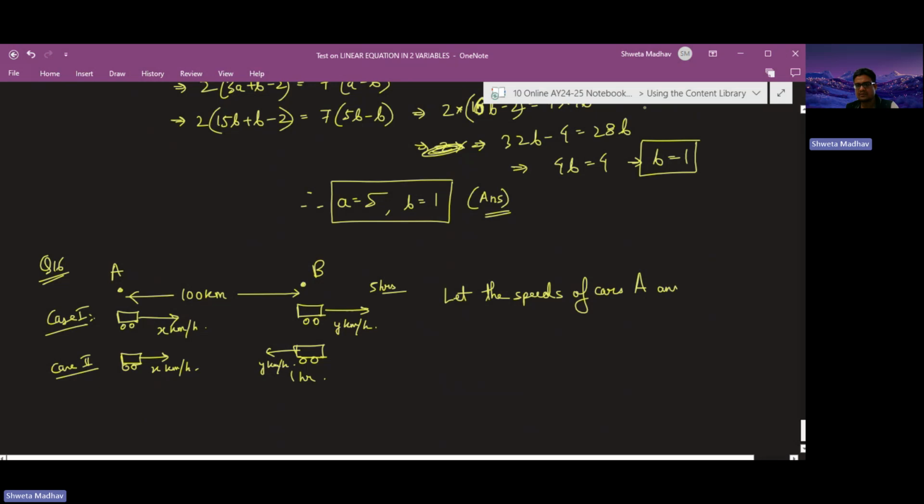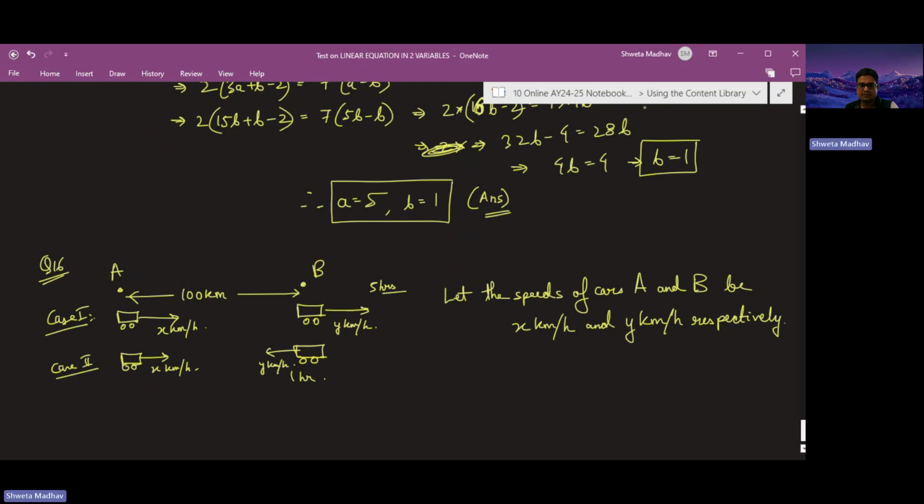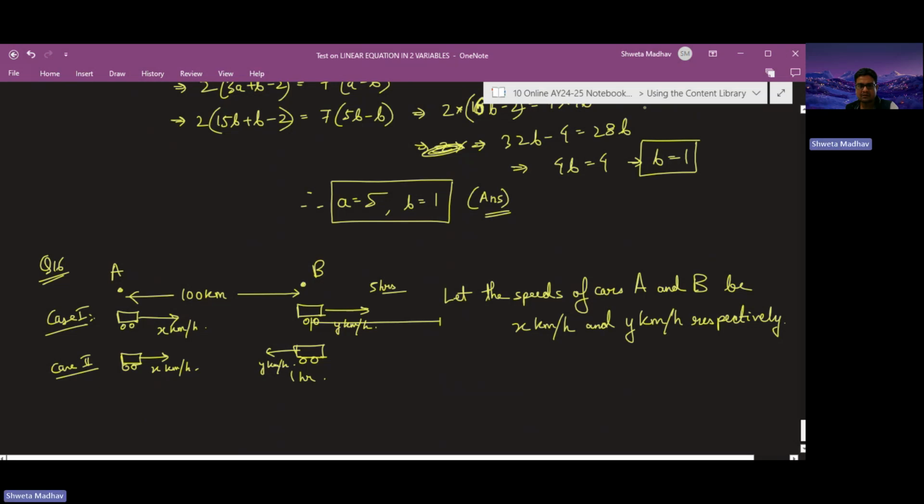So first we can write: let the speeds of cars A and B be x kilometer per hour and y kilometer per hour respectively. In the first case, they will meet in 5 hours. So let's say in 5 hours, the car B will cover... Since we know that distance traveled is equal to speed into time.